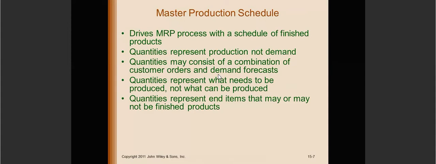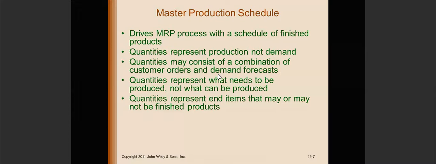The master production schedule is driven from the MRP process with a schedule of finished products. The information in the master production schedule is about the quantity that needs to be produced by the production floor. So quantities in the master production schedule represent production, not the demand.